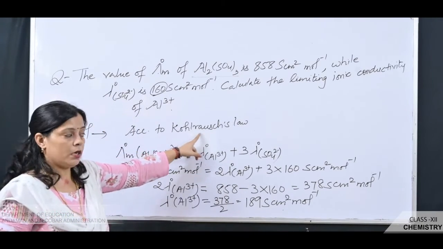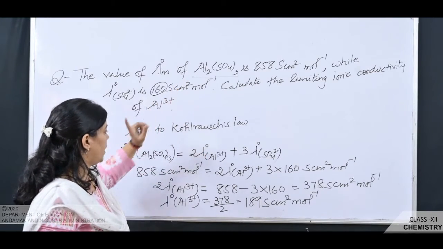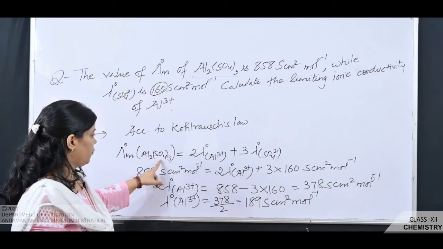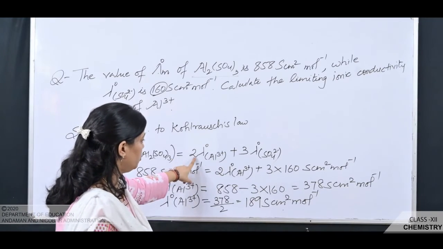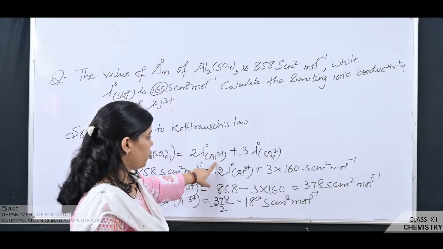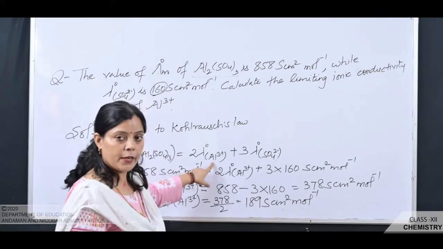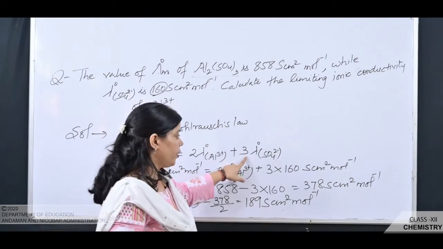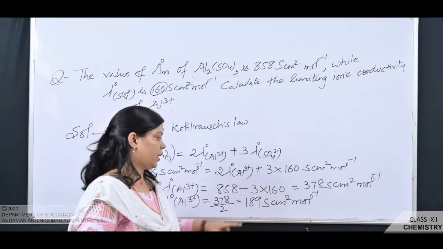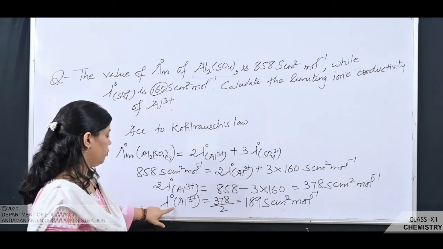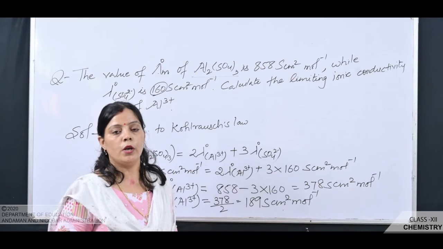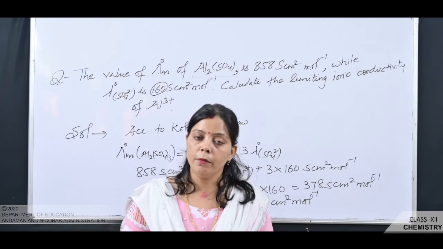First we write the Kohlrausch law for this electrolyte, that is, the limiting molar conductivity for Al2(SO4)3 is equal to 2, the number of cations formed is 2 and the number of anions formed is 3. So 2 times the limiting molar conductivity for the aluminium cation plus 3 times the limiting molar conductivity for the sulfate anion, and after substituting the values we got the limiting molar conductivity of the aluminium 3+ ion. So children, today we completed the chapter electrochemistry. Till then, children, be safe and keep learning.